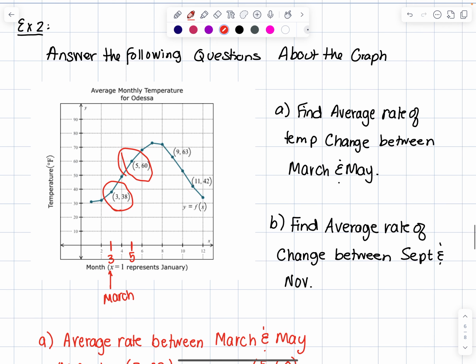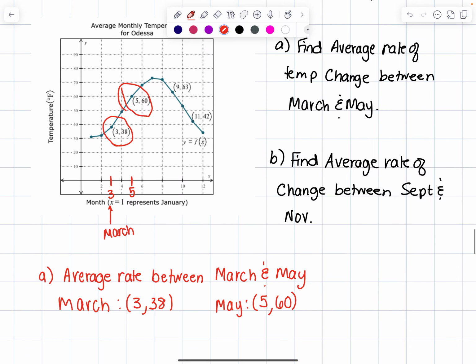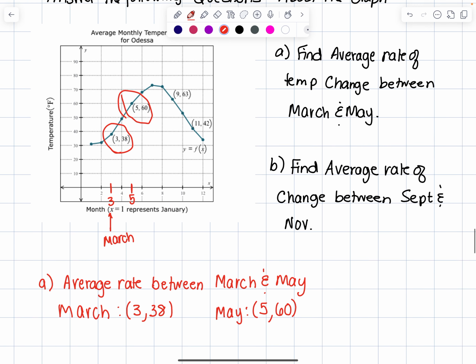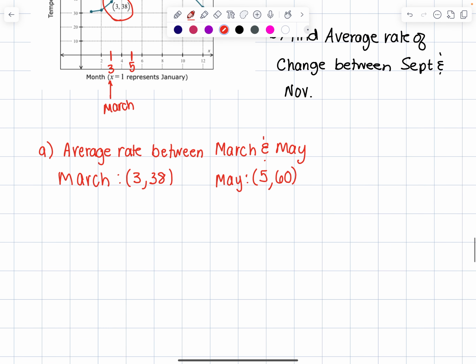So we're asked questions about this Odessa town somewhere, or some place, and these are the average temperatures that we have. All right, so this is going to be March's temperatures relation. So this is the month, this is the average temperature, this 5 and the 60. Now we need to calculate the average rate of change. What's the average that is changing between those two values?